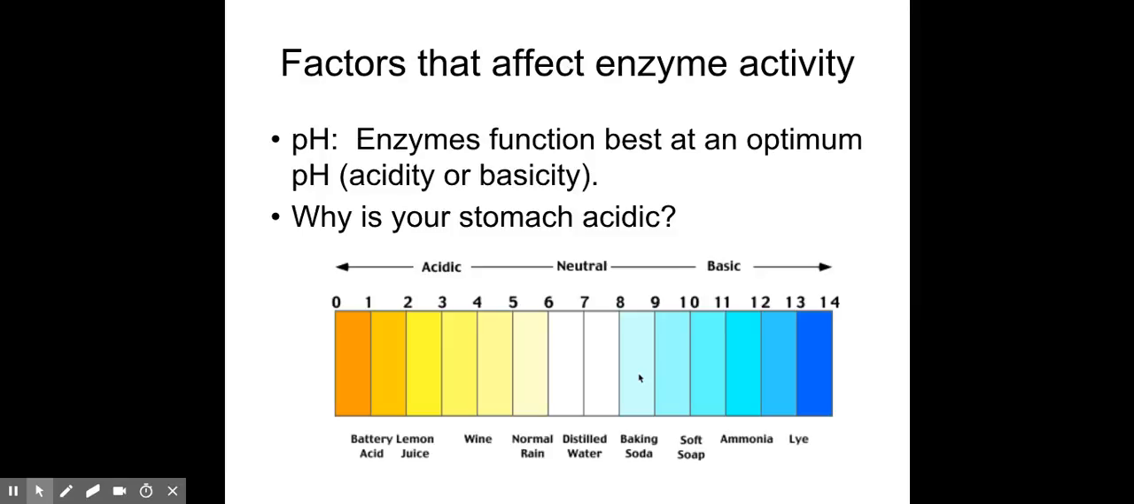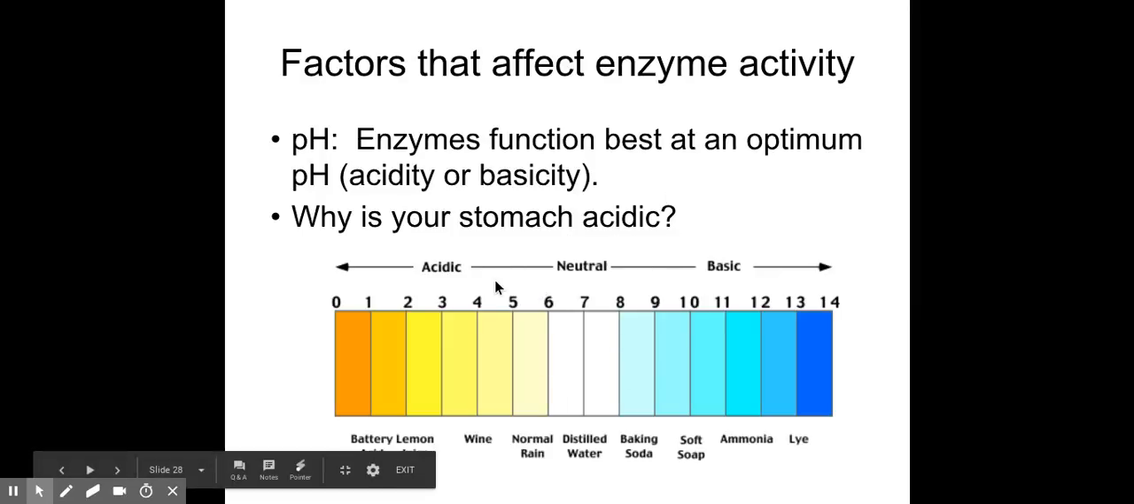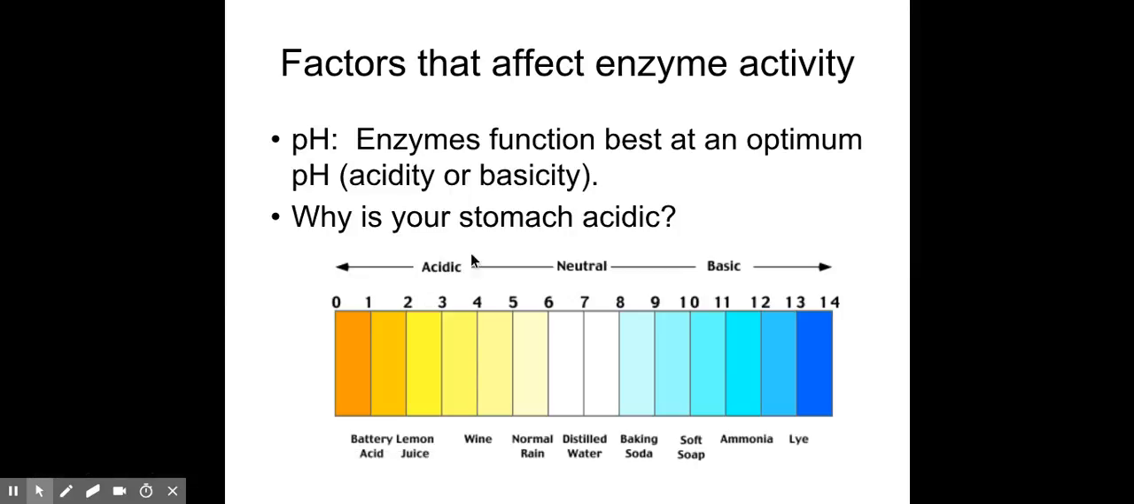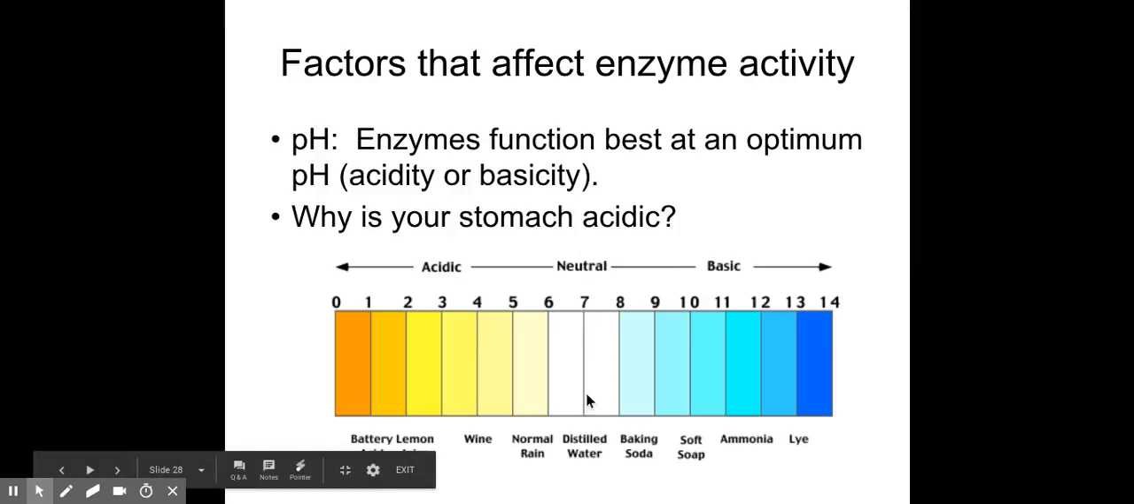Another thing that affects enzyme activity is pH. pH is a measure of how acidic or basic something is. That's a really oversimplified way of describing it, but it works for our purposes. So acidic means that, maybe a better way of saying it, is that neutral is kind of like water. So it's not super reactive. It dissolves things, but it's not super reactive.